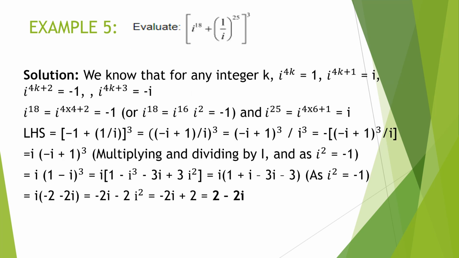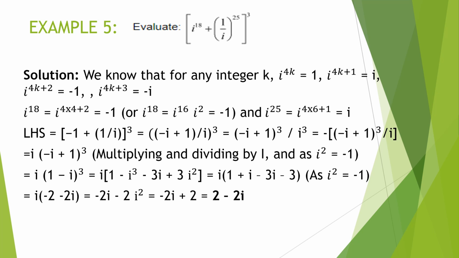Example 5. Evaluate i raised to 18 plus (1 upon i raised to 25) whole cube. Now remember, we are going to use the formula which we have seen previously. I told you, please try to remember this. It is very useful. For any k, i raised to 4k is 1, i raised to 4k plus 1 is i, i raised to 4k plus 2 is minus 1, and i raised to 4k plus 3 is minus i. So now 18 can be written as 4 into 4 plus 2, or it is of the form i raised to 4k plus 2, which is equal to minus 1. Similarly, i raised to 25 is 4 into 6 plus 1, that means 4k plus 1 type. So that is equal to i.